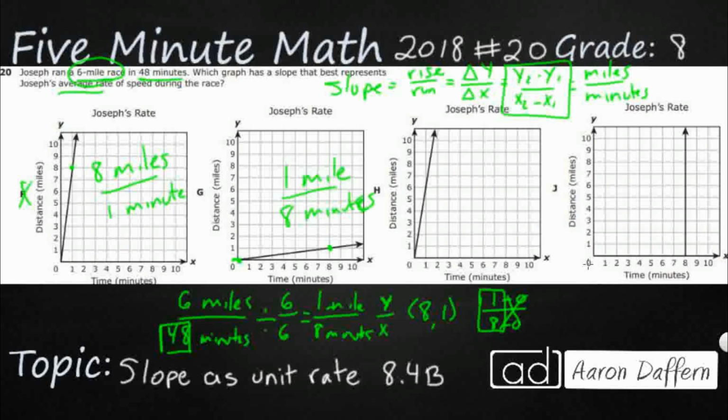H just kind of gets down to 6, right? Still way too fast. 6 miles in 1 minute. And then J is just kind of wonky. It's 8 minutes, but in 8 minutes, you're at 0, 1, 2, 3, 4. That doesn't work. There is no slope because it's change in y over change in x. The x never changes on J. So our answer here is G.